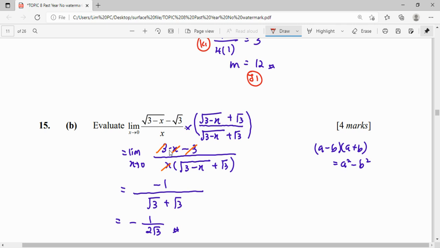So when we have an indeterminate form involving a square root, the important concept is to multiply with its conjugate, and then we simplify our function. Then we evaluate by substituting our x value to get our answer, negative 1 over 2 square root of 3.